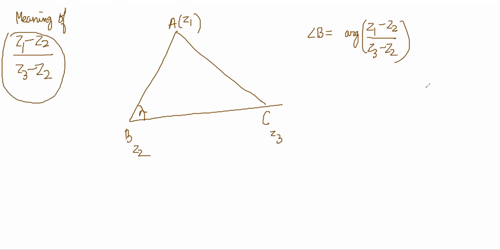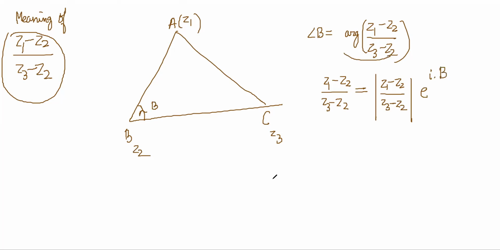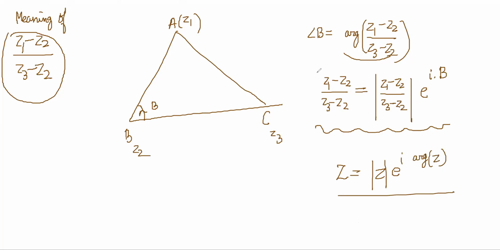So what we can write is that the complex number Z1 minus Z2 by Z3 minus Z2 will be equal to its mod times e power i times the argument of this, which is equal to B, right? Here I am using the fact that any complex number Z can be written as mod of Z times e power i arg of Z. So this complex number can be written with e power i B, since the arg of Z is B.